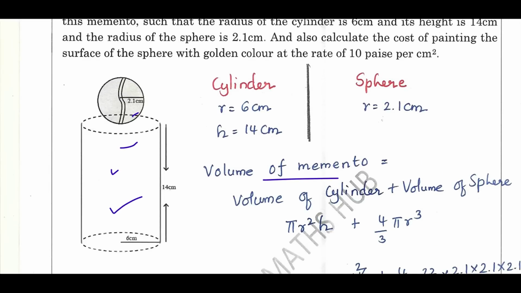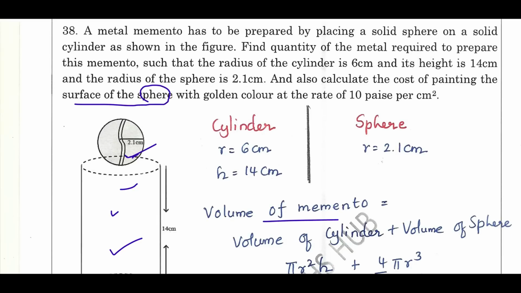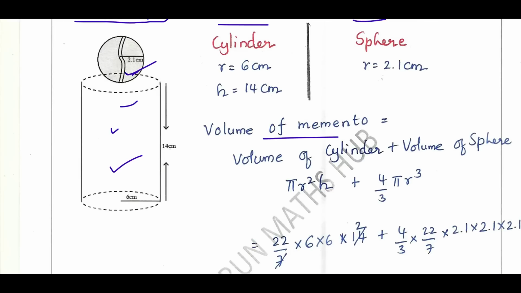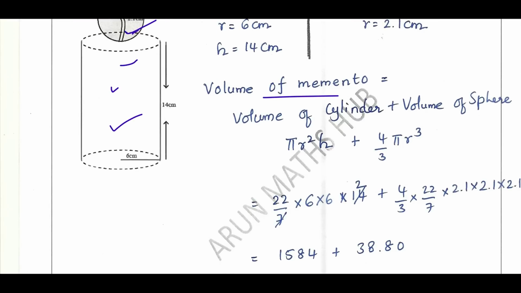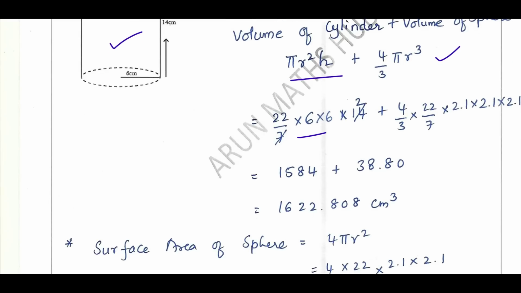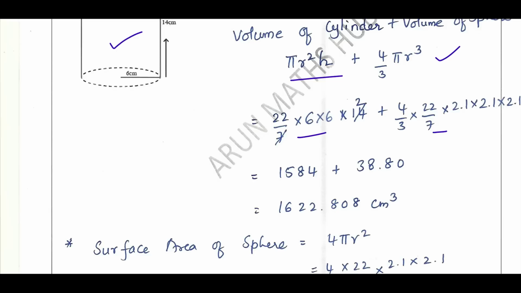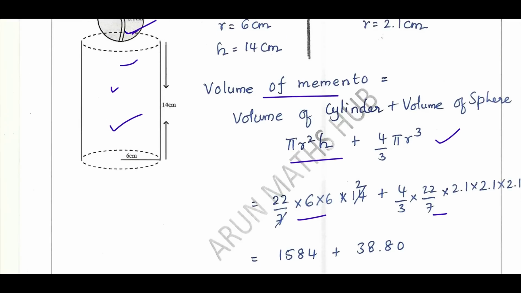Volume of the memento is what? Volume of cylinder plus volume of sphere. Also calculate the cost of painting the surface area of the sphere. Only the sphere. That means you should find the surface area of the sphere with golden color at 10 paise per centimeter square. Now we'll find the volume of the memento. Volume of cylinder is pi r square h. Volume of sphere is 4 by 3 pi r cube. Substituting the values, what we get is the volume of the memento is 162.808 centimeter cube. To convert into kgs, you can divide it by 1000.